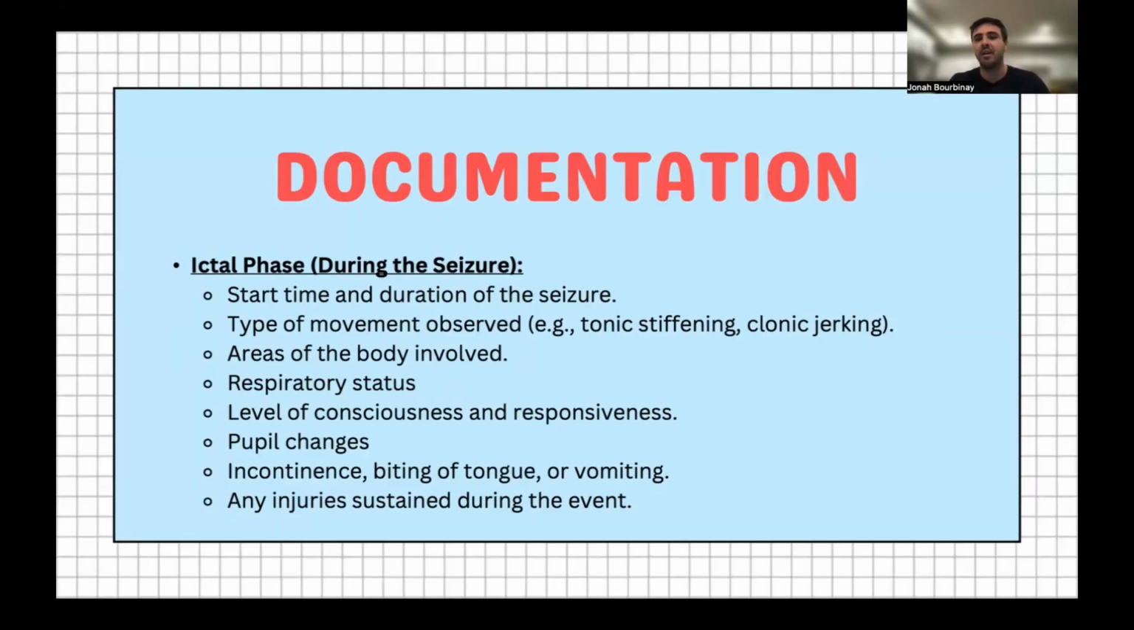Incontinence, biting of tongue, and vomiting are systemic, secondhand, if you will, second damaging effects that are coming from the seizure. So it's important to get as much information from the total body as you can, as well as any injuries sustained during the event. Was there a fall? Did they hurt themselves? Things like that.